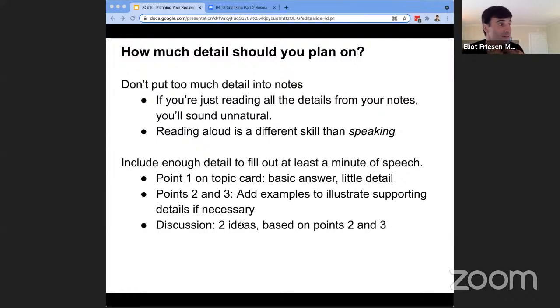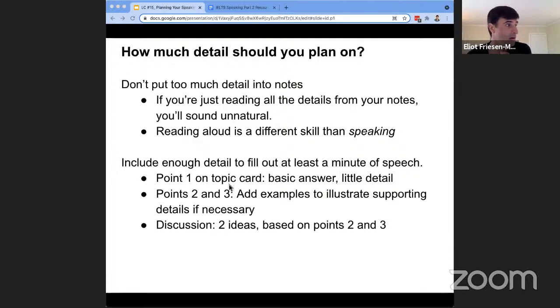You need to include enough detail, though, to fill out at least a minute of your speech. Remember, 1 minute is a minimum amount of time that you need to surpass in order to satisfy the requirements of the task, okay? When you're practicing, my advice is usually to try to practice getting enough information in there to last at least a minute and a half or a little bit more if possible. You want to be timing yourself, and you want to get a feeling for what it's like to talk for that amount of time.